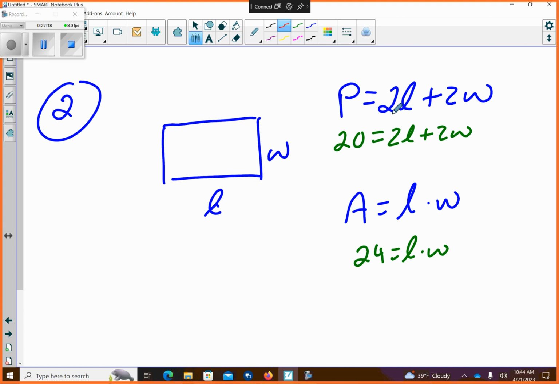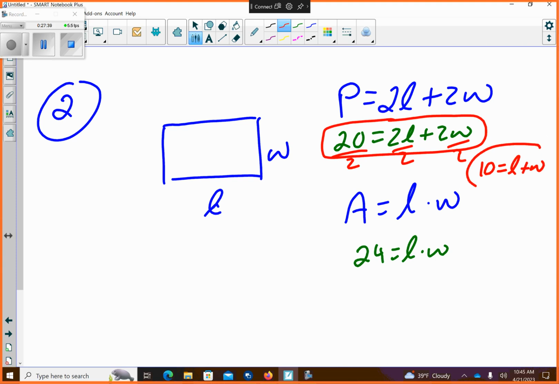Okay, so let's take a look at this first. What do you think I could divide everything by? 2. Divide by 2, divide by 2, divide by 2. So that gives me 10 equals L plus W. You with me so far?